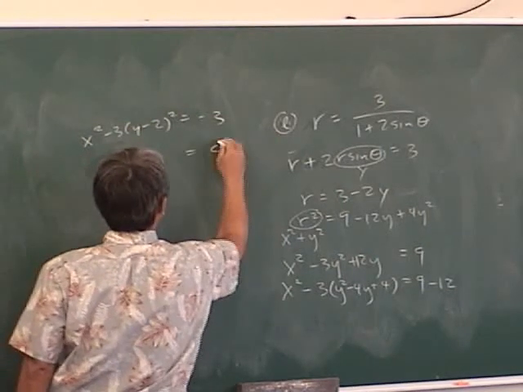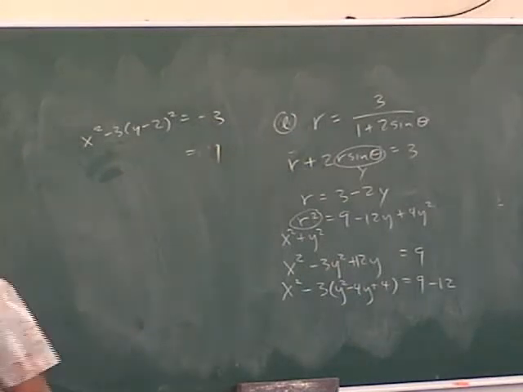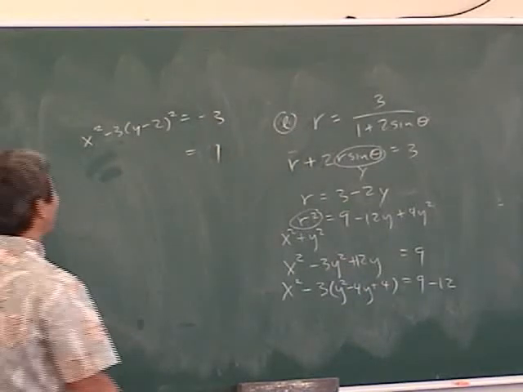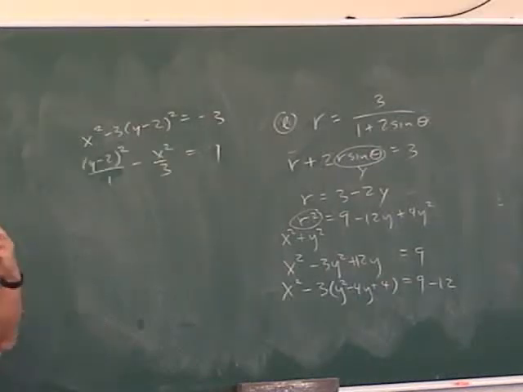Now this side we need to be 1, right? So what? Add 4 to both sides. No, you divide by -3, which means this one comes first. y minus 2 squared over 1 minus x squared over 3 is equal to 1. Why would you put it over 1? Because you guys don't know stuff.